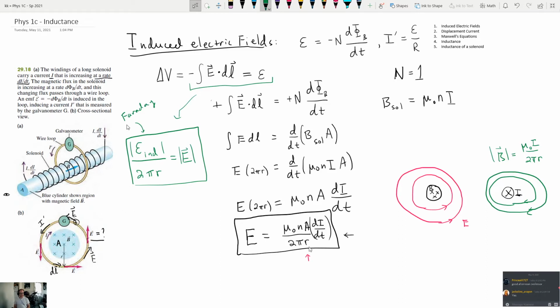This is the answer we get for a solenoid, but it really is just the EMF, mu naught n dI/dt, right? That's everything that came from here, divided by 2 pi r. It's pretty simple. We're gonna look at a couple applications of this, but does anyone have any questions?